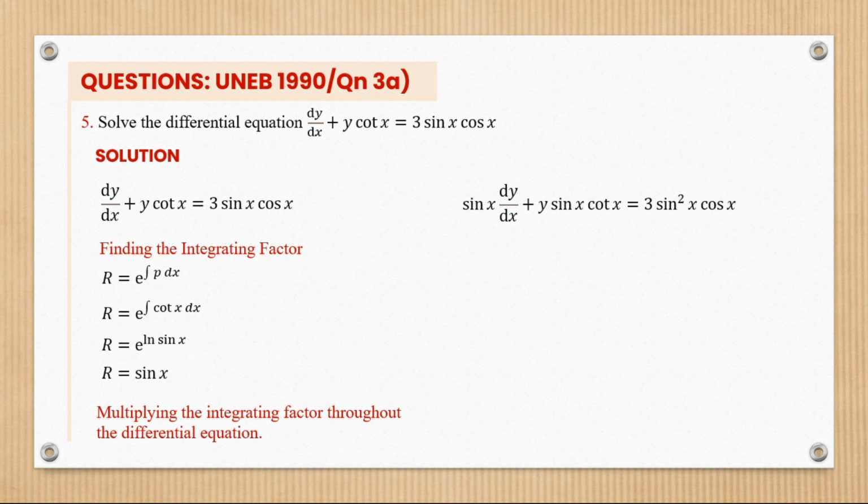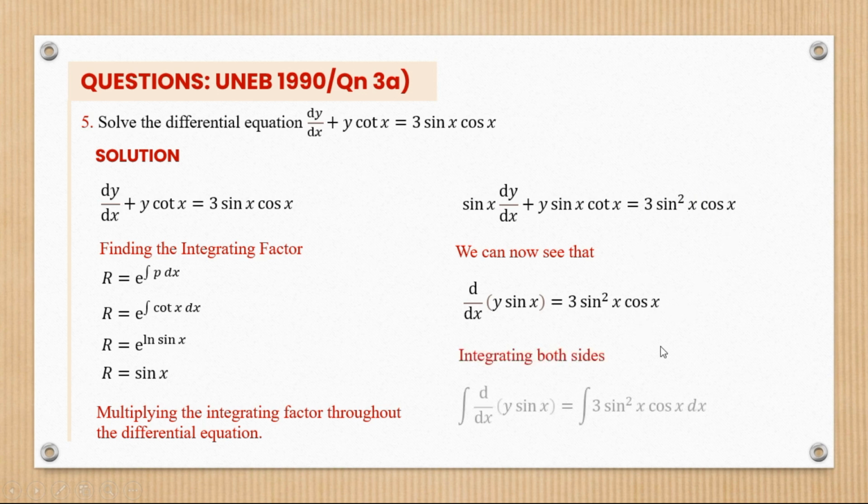So multiplying the integrating factor throughout the differential equation, we'll have sin x dy/dx plus y sin x cot x being equal to 3 sin squared x cos x. So that's what we actually have right now. Now we can see that the left hand side is clearly the derivative of y sin x, or yR, of which R was sin x, being equal to this value on the right hand side.